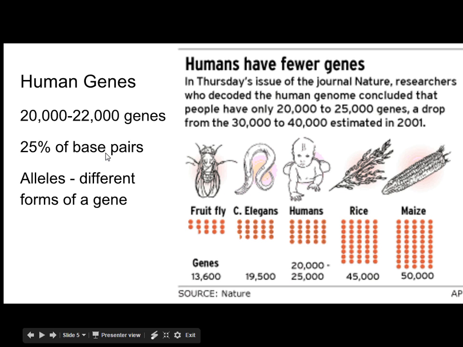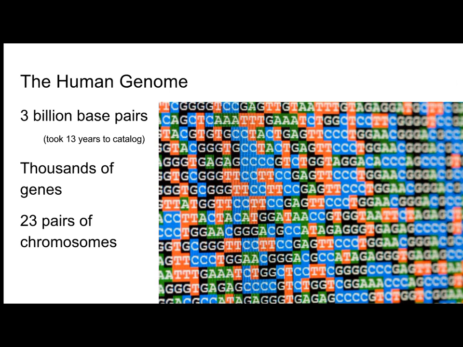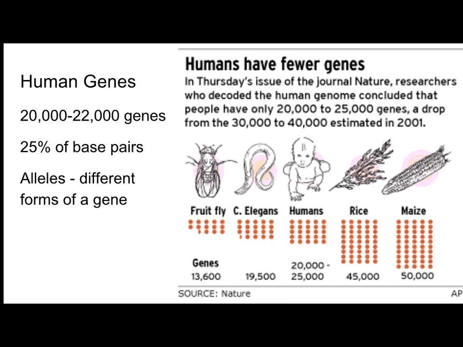But of those letters, those base pairs, only 25% of those letters code for genes. The other 75% does stuff that we're not sure about. Maybe it does nothing. We really don't know. We just know that 25% of those 3 billion are going to code for those 20,000 some genes. But keep in mind that you can have different genes. Like we all have the gene for eye color, but we have different forms of that gene, different alleles. Some might have brown, some might have blue, some might have green, etc.